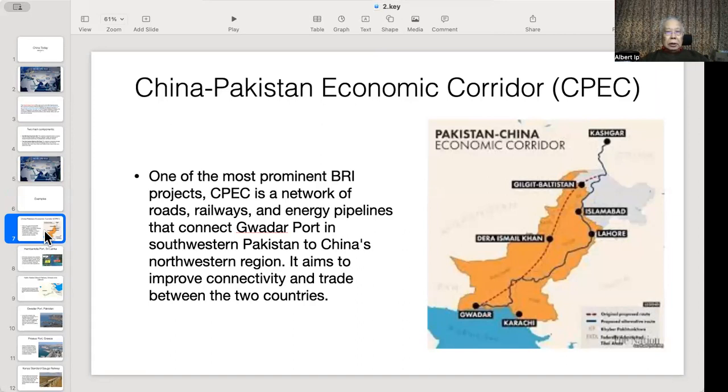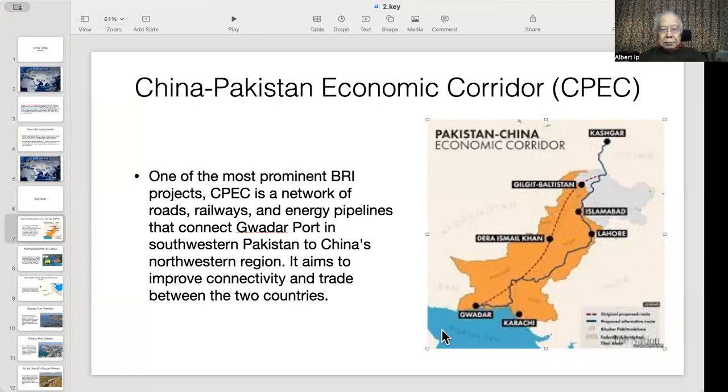For example, one of the initial investments is the China-Pakistan economic corridor. China built a port here, Gwadar Port, and then built a train road up Pakistan, as well as developing a highway, which will eventually connect to mainland China. What's that name? Kashgar, connect to Kashgar.